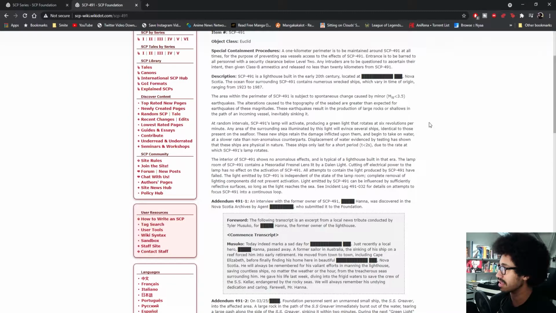Why is this person writing it like this? You could have just written down around 2 seconds. Why? Okay. Due to the rate at which SCP-491's lamp rotates.